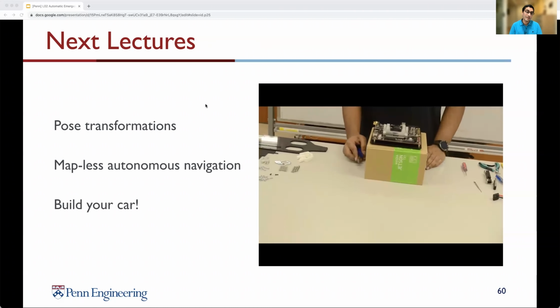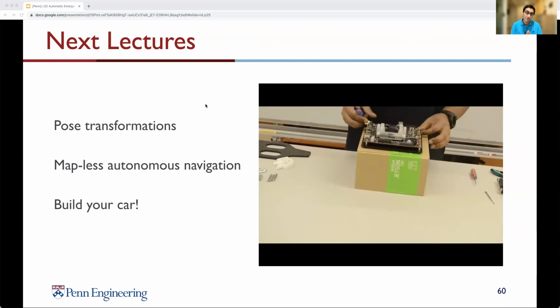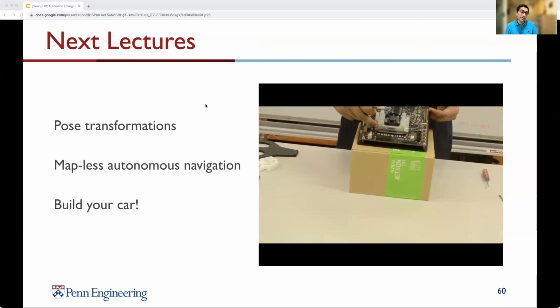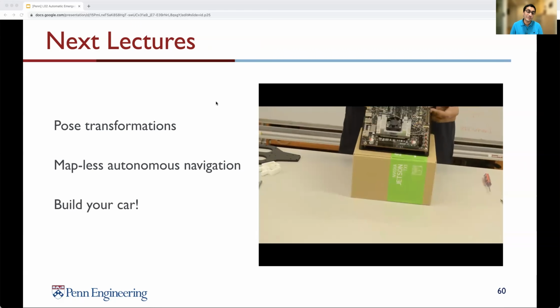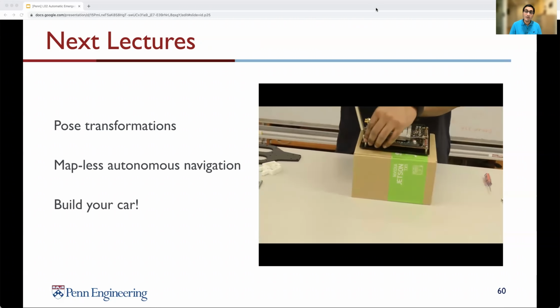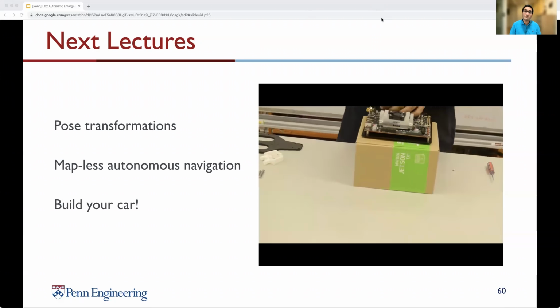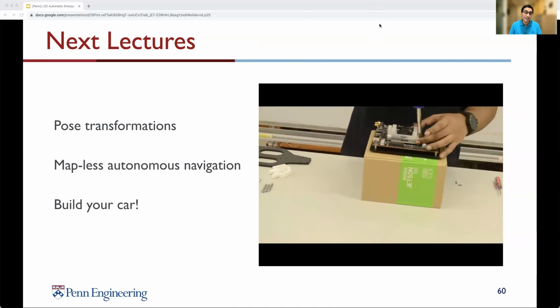Just using the LiDAR without any map, how can you do very agile obstacle avoidance and follow the wall? And essentially that will be part of your first race. You'll also get to build the car over here and be able to tune it, right? So that's very exciting stuff coming up, and we're looking forward to the next lecture then.